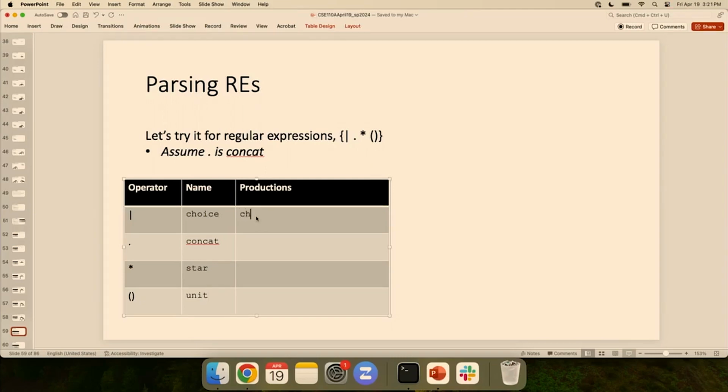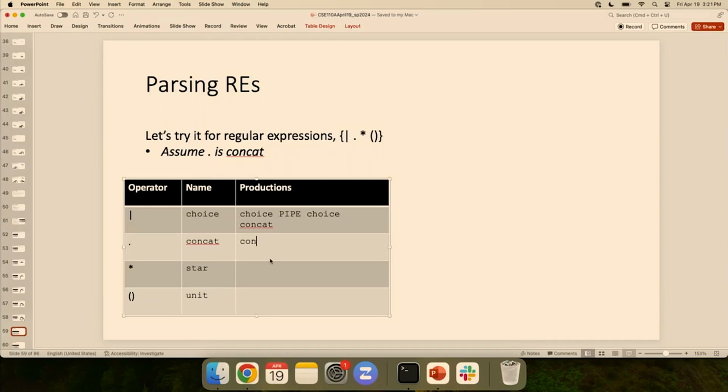Okay, and then all you really have to do is follow that recipe. A choice is a choice, pipe, choice, and then the second option for it is what? We just work our way down the table. Concat. Okay, then what would this be?